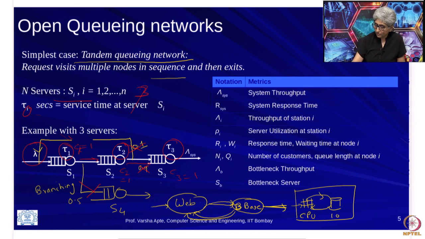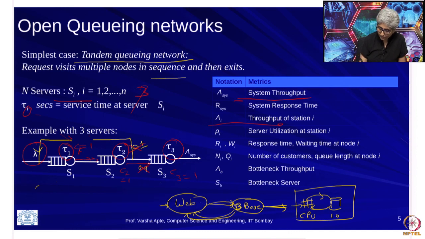Then we have a new metric called the system throughput. Again, we need to distinguish individual throughputs. So lambda i is going to be the throughput of station i, because here also there is an exit rate. This is lambda 1, this is the exit rate, and this is lambda 2. And lambda 3, in fact, will be equal to lambda sys. So the exit rate out of the system is the system throughput, and the exit out of each station is the node throughput or the station throughput.